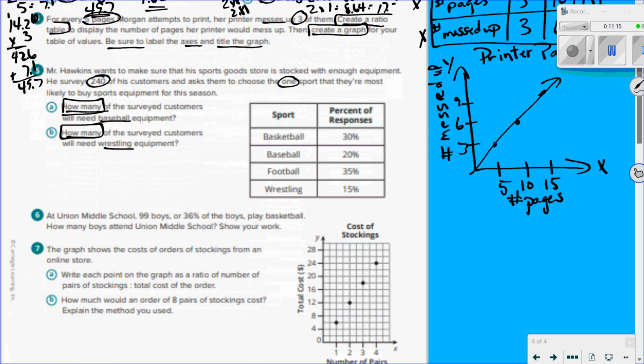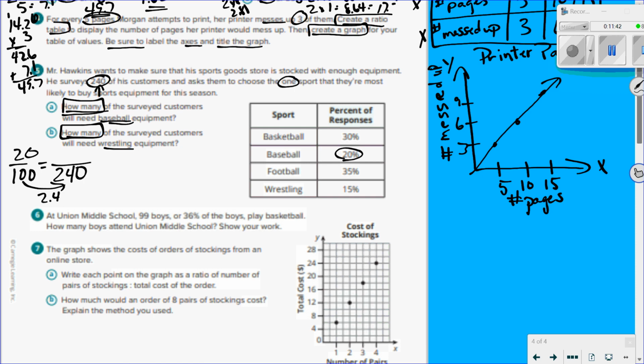Okay. On this one, the key is they gave us how many they surveyed, yes? So when I set up my proportions, I know my whole. I want baseball. Baseball is 20%. We know by definition that is over 100. We know the survey was out of 240. Technically, I could step this back, but because it's 100, I know I'm multiplying this by 2.4.